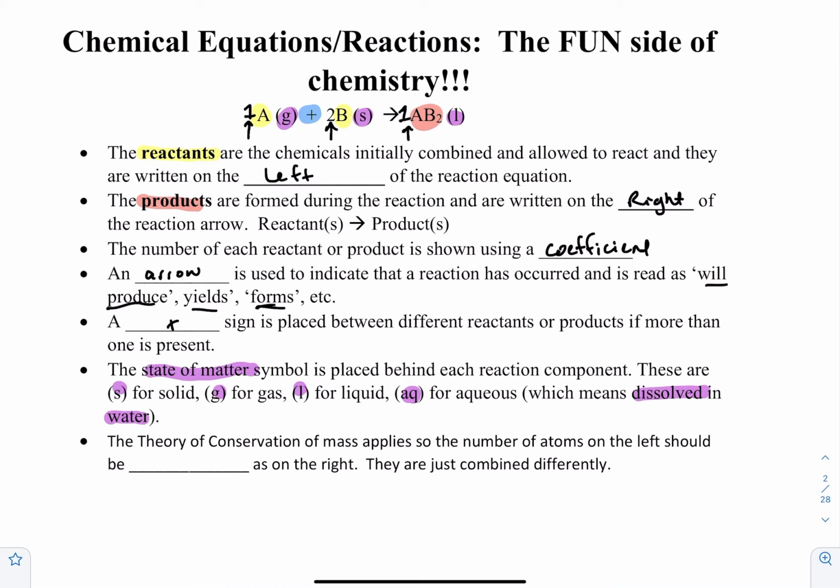And finally, remember, the theory of conservation of mass applies. So the number of atoms on the left should be equal or the same as the ones on the right. They're just combined differently. So notice I have a total of 1 A here, and I have a total of 1 A there. And then I have a total of 2 Bs here, and then I have a total of 2 Bs there. That little subscript references the B.